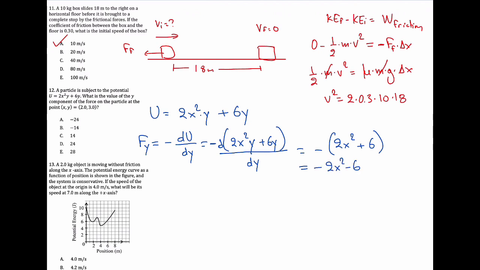And all we need to do is replace the value of x, and y is equal to 3. Here we only need to replace x equal to 2. So 4 times 2 is negative 8, minus 6, it is minus 14 newtons.